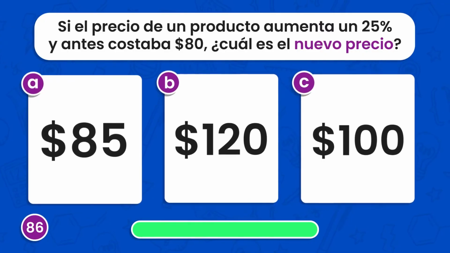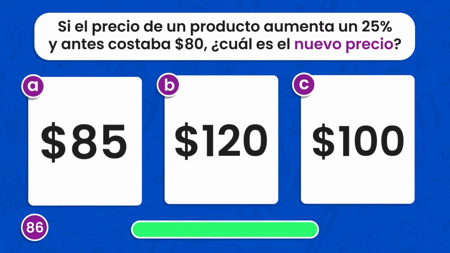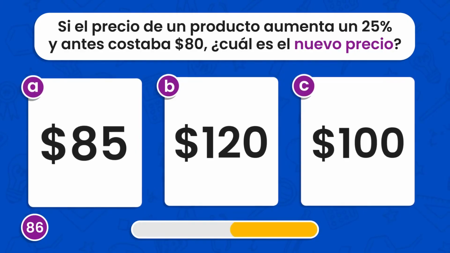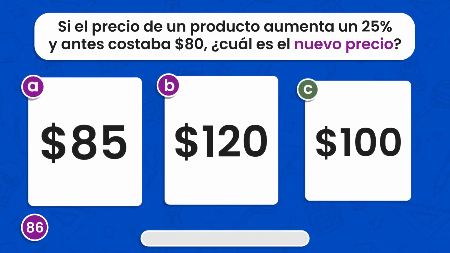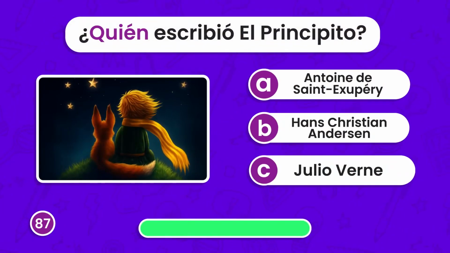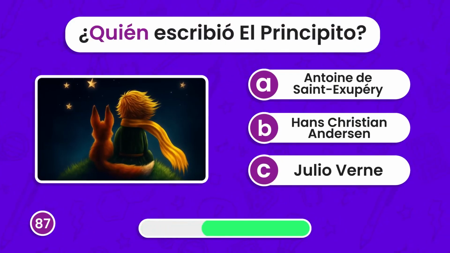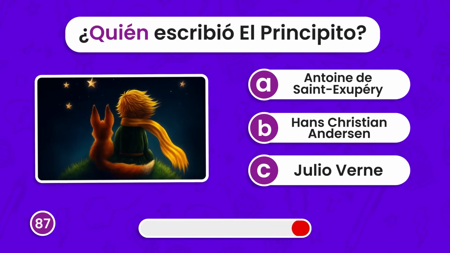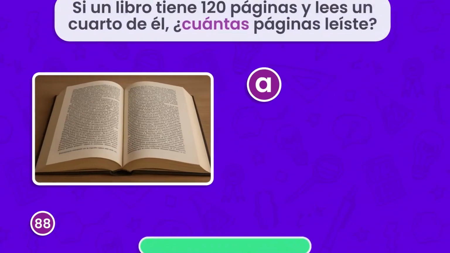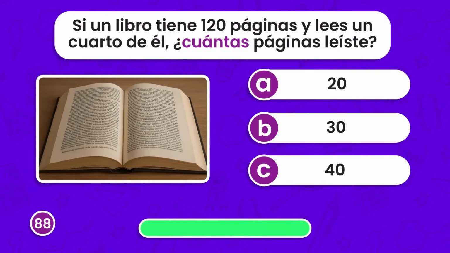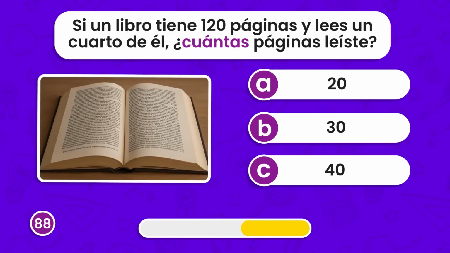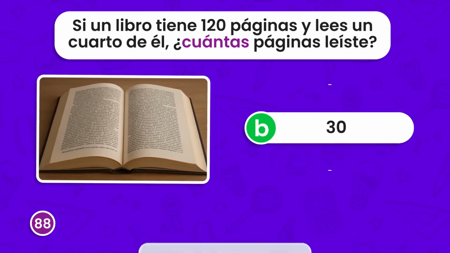If the price of a product increases by 25% and it used to cost $80, what is the new price? $100. Who wrote The Little Prince? Antoine de Saint-Exupéry. If a book has 120 pages and you read a quarter of it, how many pages did you read? 30.